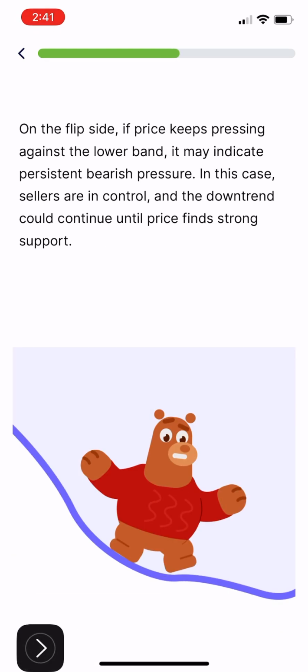On the flip side, if price keeps pressing against the lower band, it may indicate persistent bearish pressure. In this case, sellers are in control, and the downtrend could continue until price finds strong support.